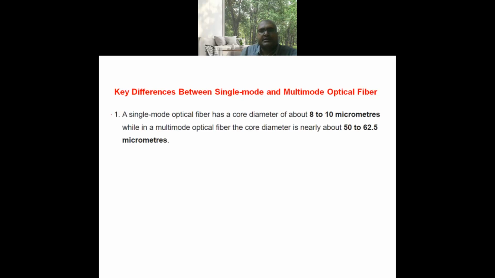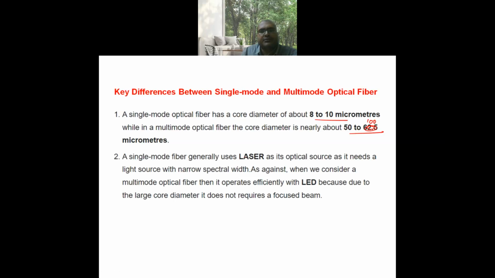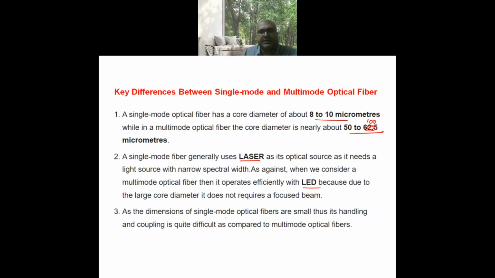The key differences between single mode and multimode fibers. In single mode fiber, the core diameter is around 8 to 10 micrometers. In case of multimode, it is 50 to 100 micrometers. The source for single mode fiber is laser, and the source for multimode fiber is LED. As the dimensions of the single mode fiber are very small, its handling and coupling is quite difficult when compared to multimode fiber.